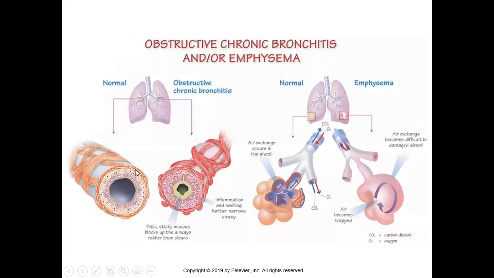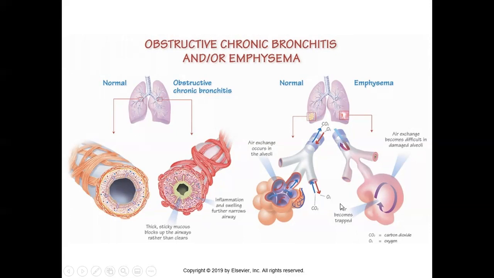This is the picture. Here we can see the normal trachea, and here showing obstructive chronic bronchitis. The lumen is very narrow and inflamed. The thick, sticky mucus blocks up the airway rather than clearing. And the inflammation or swelling further narrows the pathway.